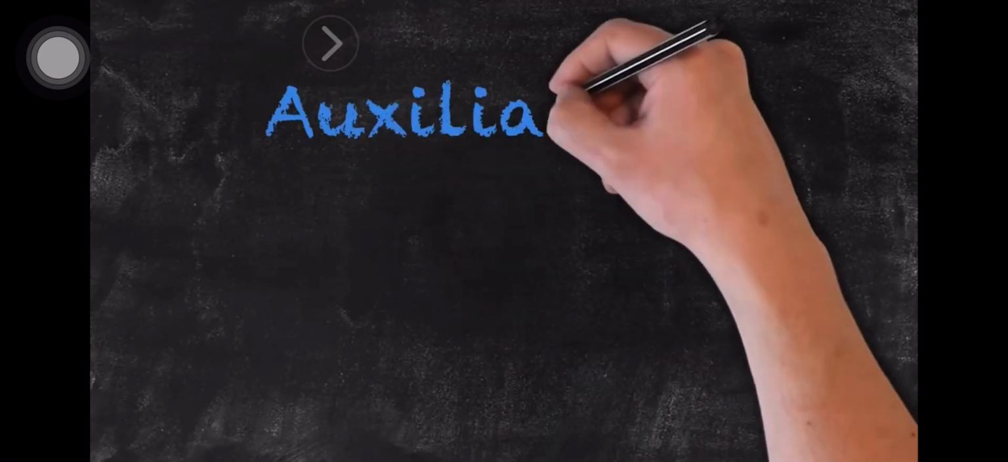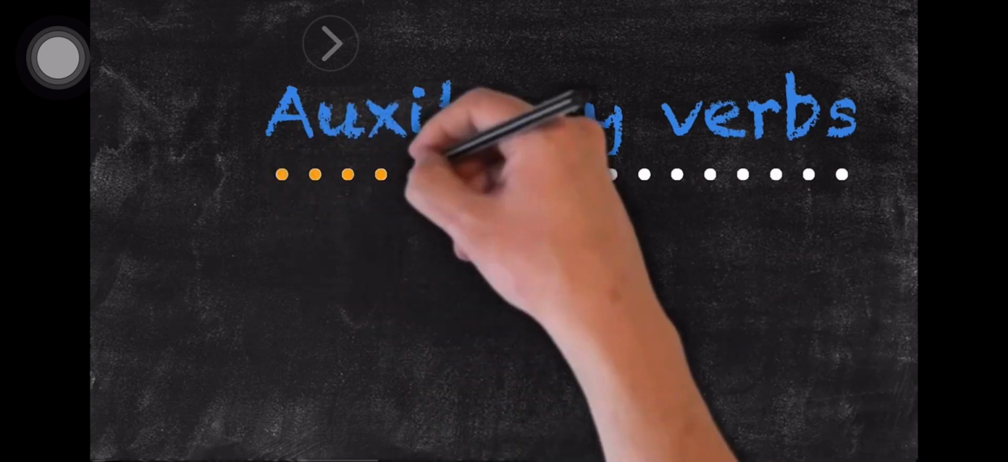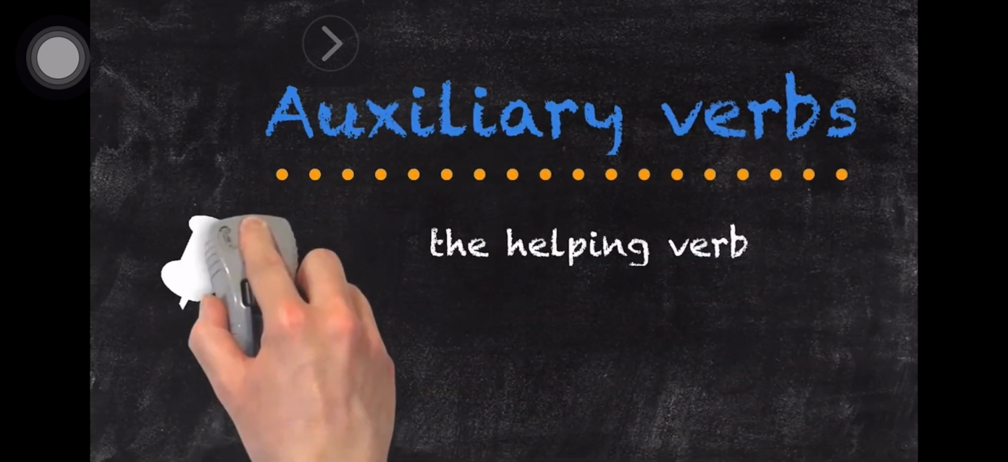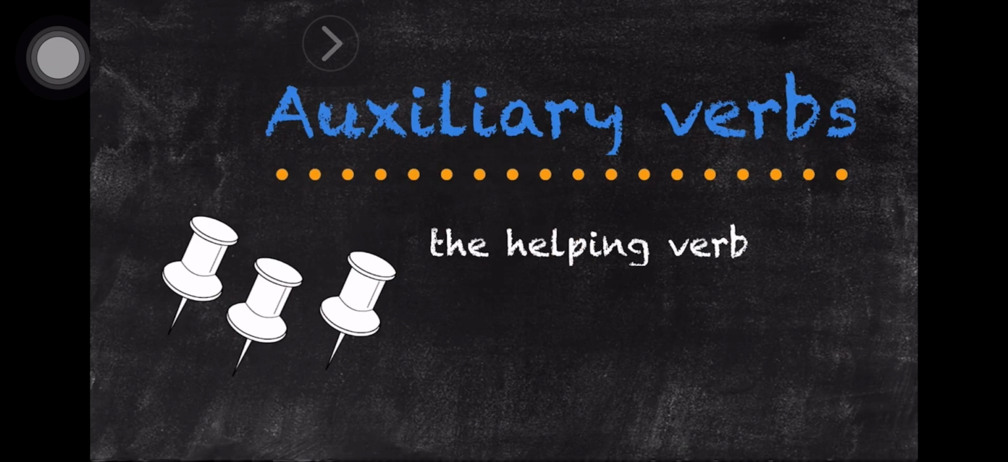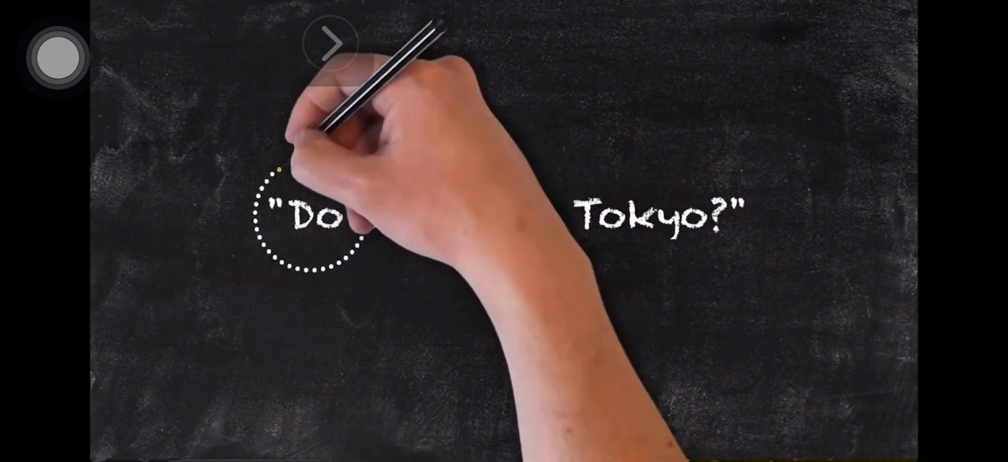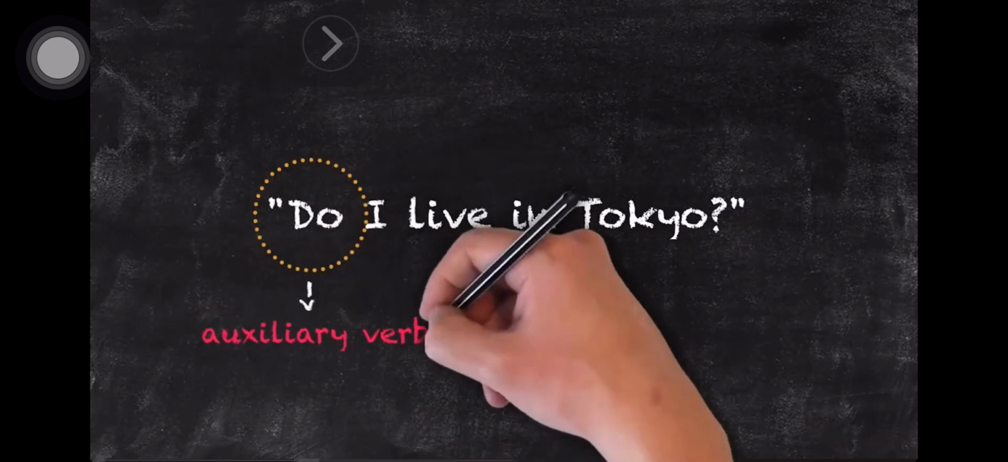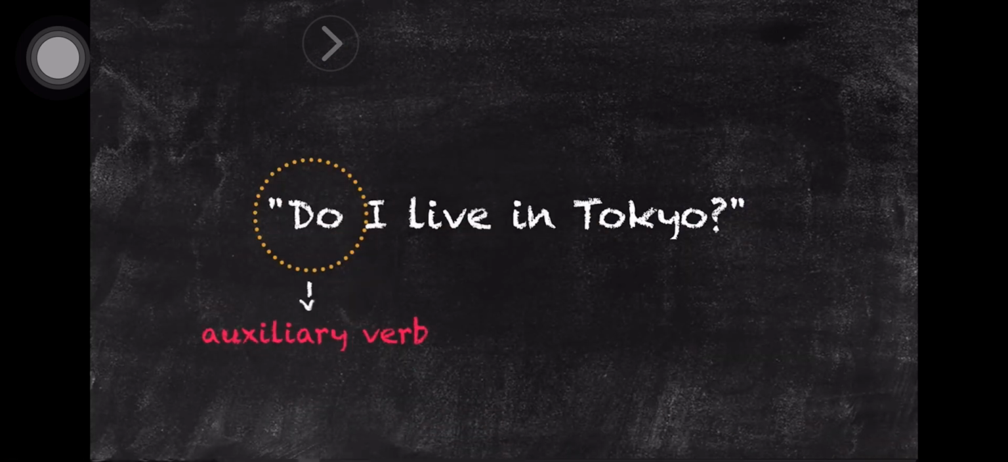Another important type of verb is the auxiliary verb, more commonly referred to as the helping verb. These verbs aren't the main verbs within a sentence, but they help us form various structures. For instance, they can help us make questions. If I ask the question, do I live in Tokyo? Do is the auxiliary verb. It's helped me form the question.